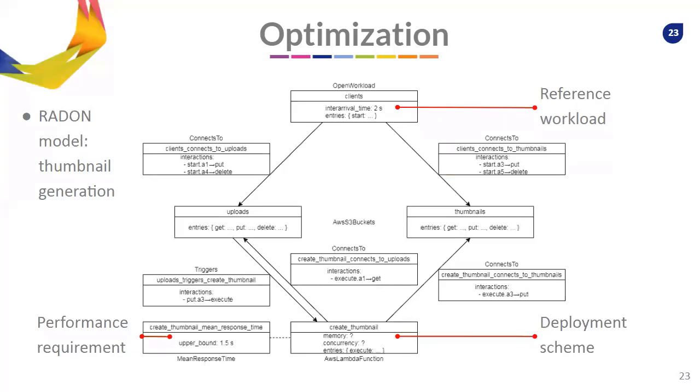This is the RADON model of the thumbnail generation application. We use the open workload node type to represent the reference workload of the application. The performance requirement is specified through a mean response time policy. The memory and the concurrency of the create thumbnail function are defined as properties.